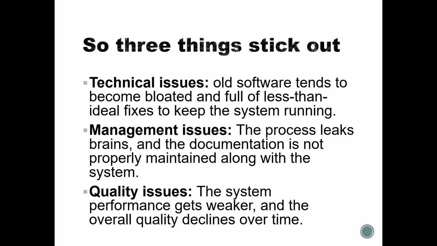So now, what we have learned from here is that whenever a software system degrades, it happens because of three different factors. The first is technical issues, which says old software tends to become bloated and full of less than ideal fixes to keep the system running. The second we saw was management issues: the process lacks brains, and documentation is not properly maintained along with the system. And third is quality issues: the system performance gets weaker and the overall quality declines over time. So these are the three different parameters related to system degradation.